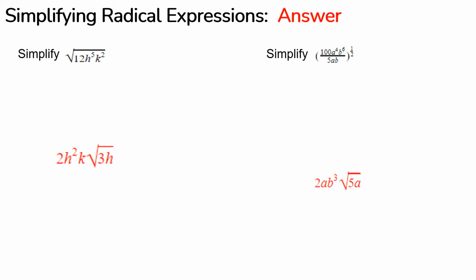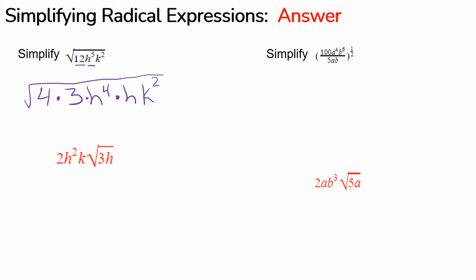All right, so go ahead and check your answers here. Hopefully you got them correct. If not, I'm just going to review a little bit. So that 12 is not a perfect square, so I can break that up into 4 times 3. I can rewrite that h to the 5th as h to the 4th times h to the 1st. And then that k to the 2nd is a perfect square, so I just bring it down.